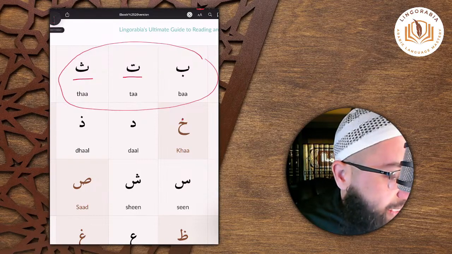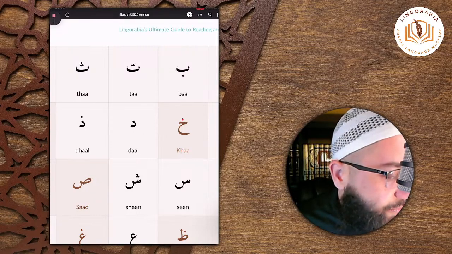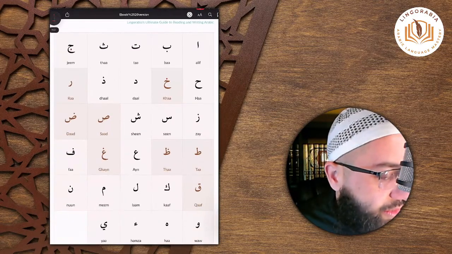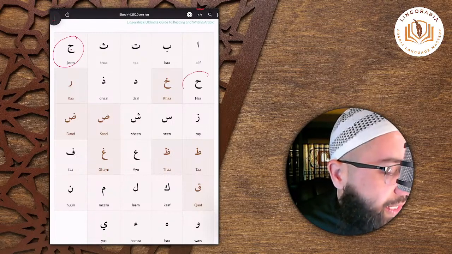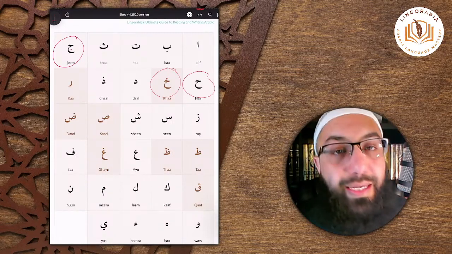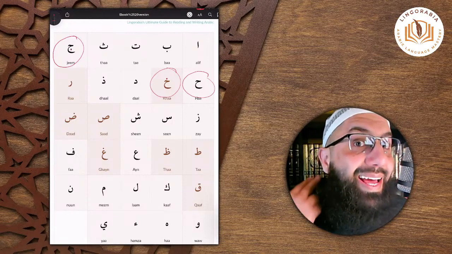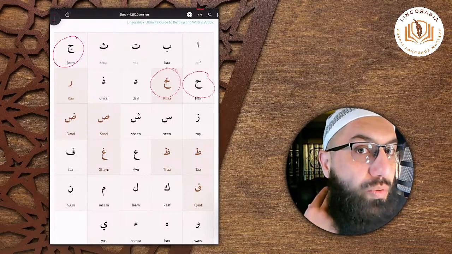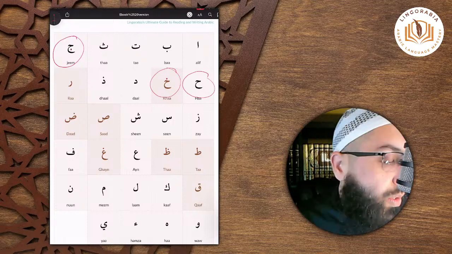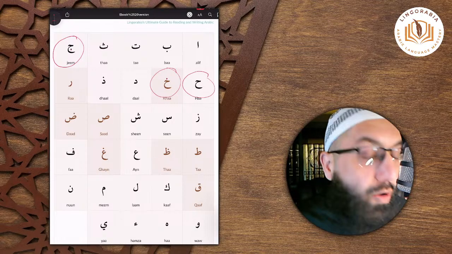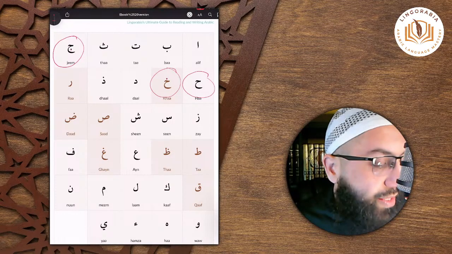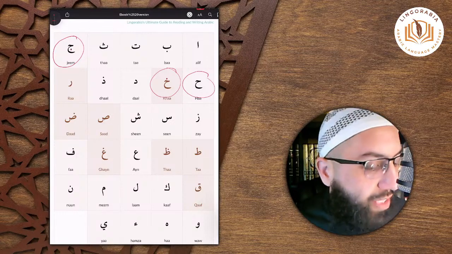Then we discussed another group of letters, the jim, ha, and kha. The letter jim, the letter ha, remember, from the middle of the throat at the level of the Adam's apple, and the letter kha, the first heavy letter of the alphabet.